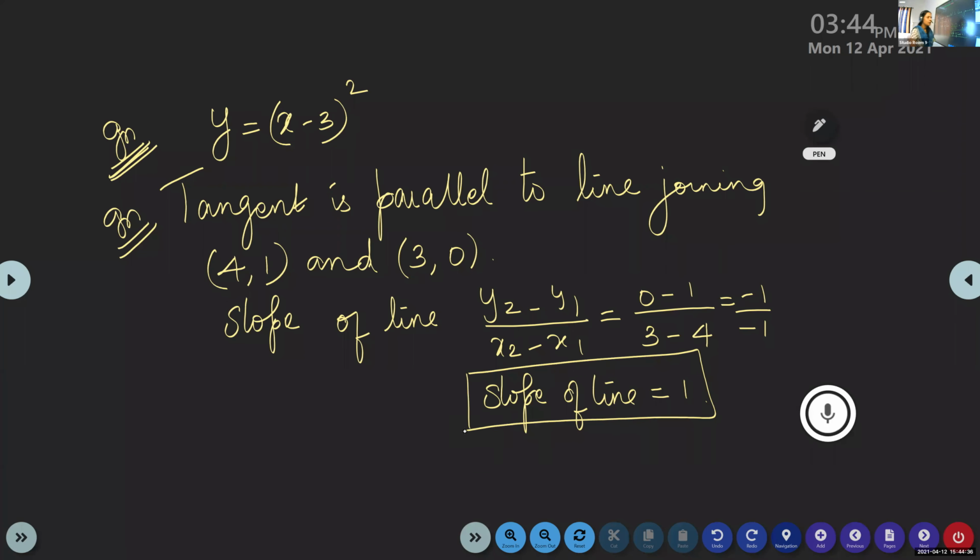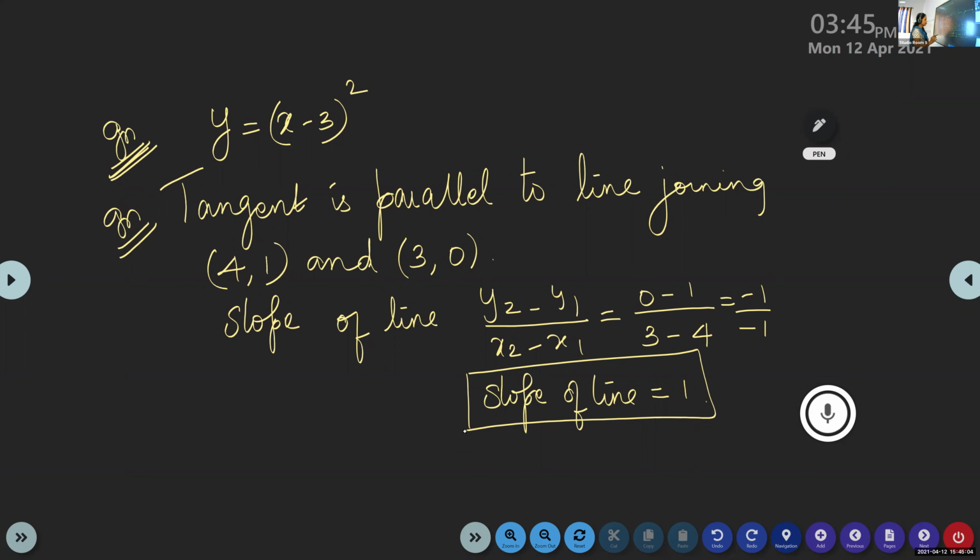From the given curve also you find the slope. If two lines are parallel, what can we say about the slopes? Slopes are equal. So we are finding the slope from the given points, we are finding the slope from the given curve, and equating them.